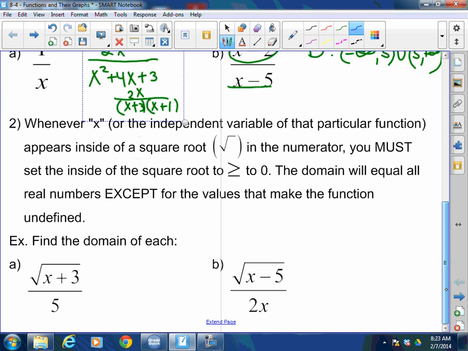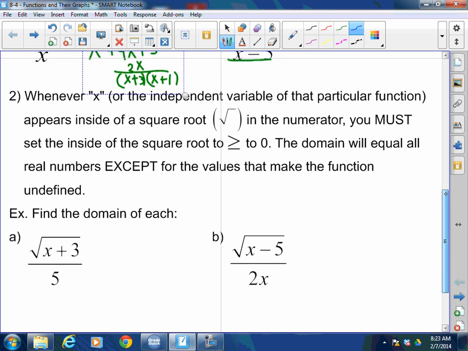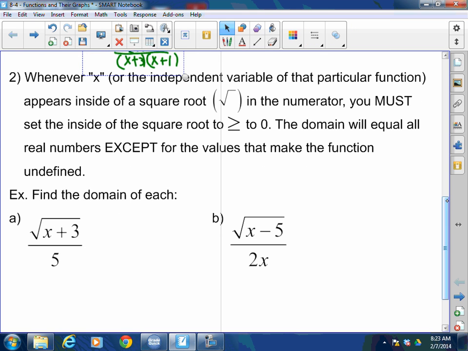Now, number 2, my second exception. Remember, it's always going to be all real numbers. Always. Except, 1, if there's a variable in the denominator, you've got to set that not equal to 0. 2, whenever x or the independent variable of that particular function appears inside of a square root in the numerator, you must set the inside of the square root to greater than or equal to 0. Why do you think you'd have to set the inside of a square root to greater than or equal to 0?